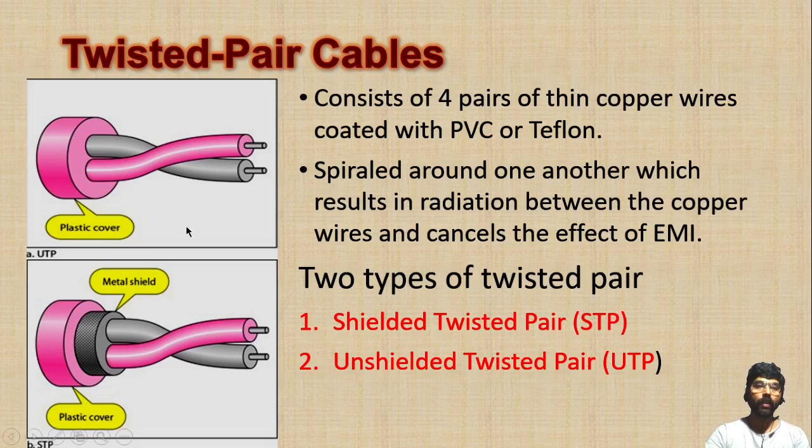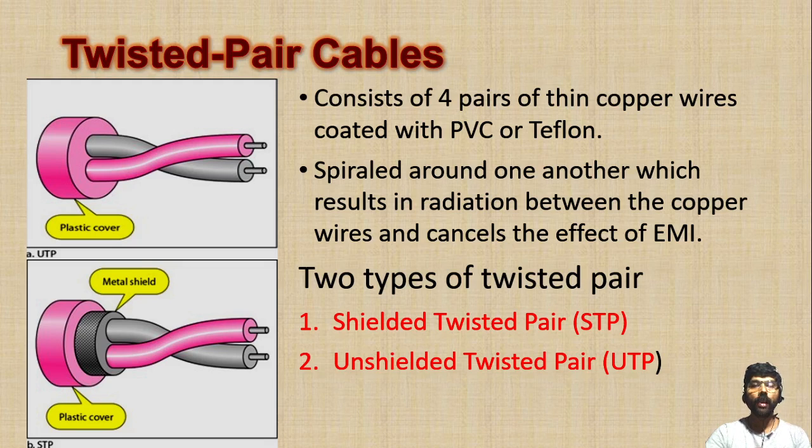The next type of cable is called twisted pair cables. Twisted pair cables consist of four pairs of thin copper wires, and these copper wires are coated with PVC or Teflon. These are arranged in a spiral. Two wires are twisted around each other. It's called a spiral, and it is created in this fashion to remove noise or distortion from external factors.